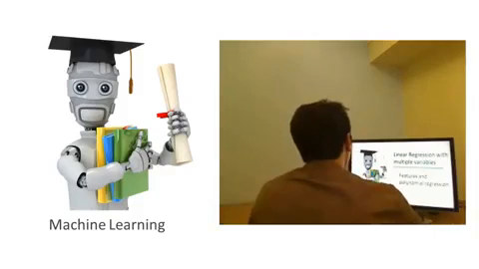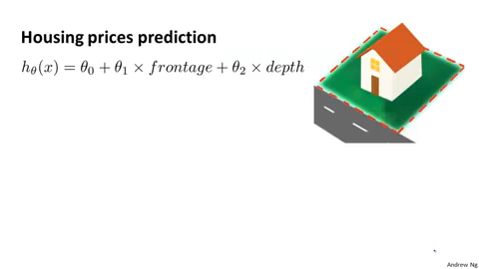Let's take the example of predicting the price of a house. Suppose you have two features, the frontage of the house and the depth of the house. So here's a picture of the house we're trying to sell. The frontage is defined as this distance. It's basically how wide your lot is, of this plot of land that you own. And the depth is how deep your property is.